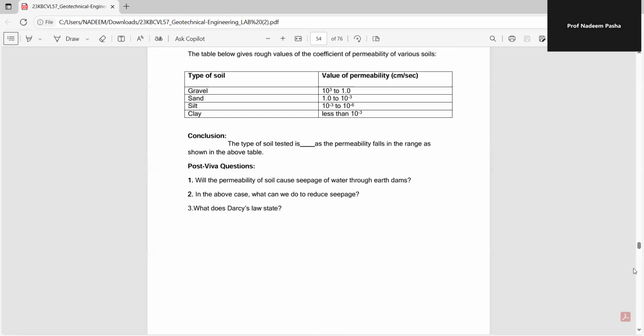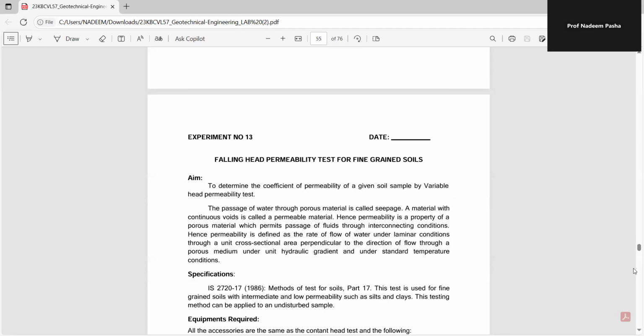So the conclusion is the type of soil tested is the one whose permeability falls in this range. Question: will the permeability of soil cause seepage of water through the earth layer? Yes. In the above case, what can we do to reduce seepage? We can use a lesser diameter pipe. What does Darcy's law state? This we already have.